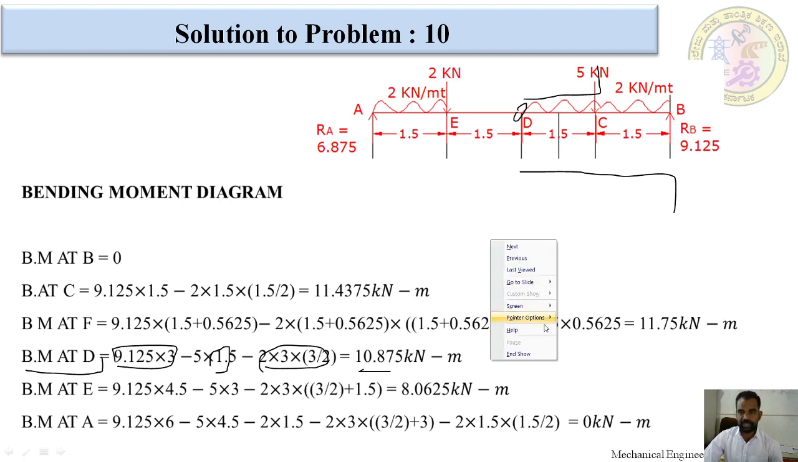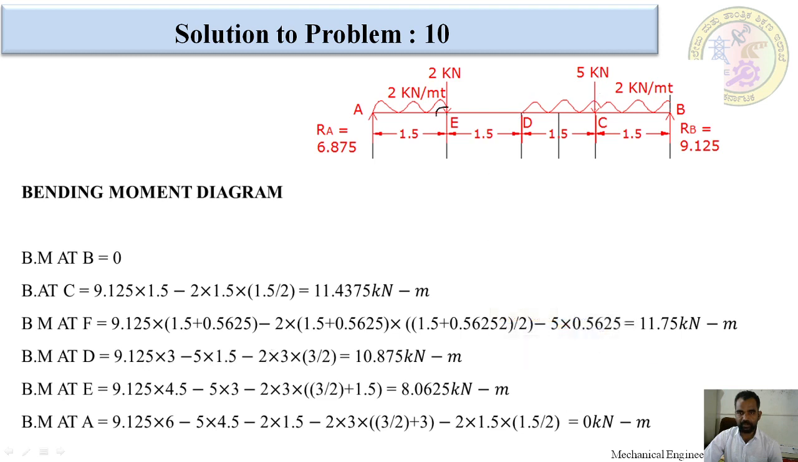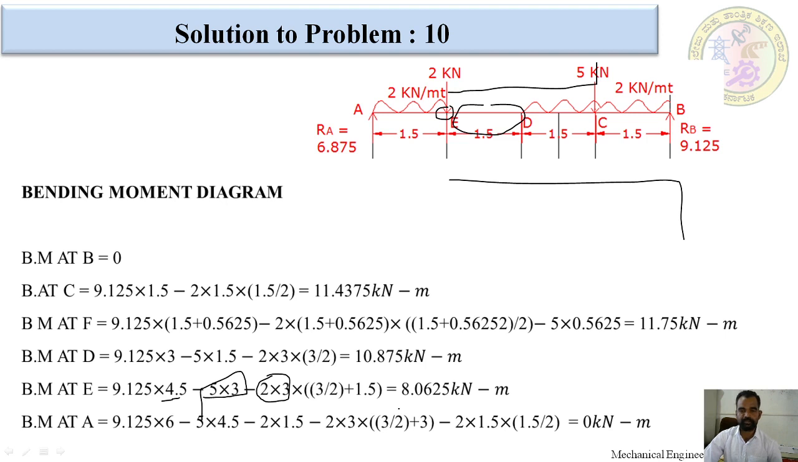After calculation at D point, we have to calculate at E point. This is the positive reaction into this distance. How much? 9.125 into 4.5. After that, this point load I am taking 5 into this distance, 1.5, 1.5, 3. After that, 2 into 1.5, 1.5, 3. This is the conversion of UDL into point load. Next, this distance total is 3 by 2 plus this distance 1.5. Complete the problem. 8.0625 kN meter. By calculation also we will get the value at A as 0. Even directly we can write it as 0 kN meter. This completes the bending moment calculation.